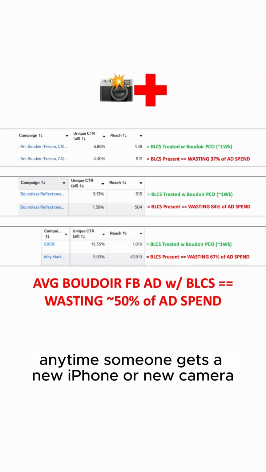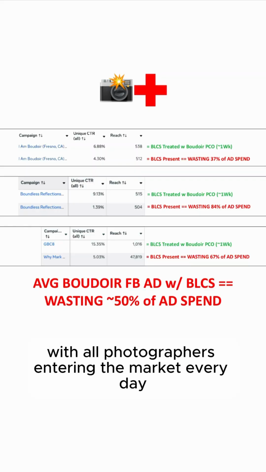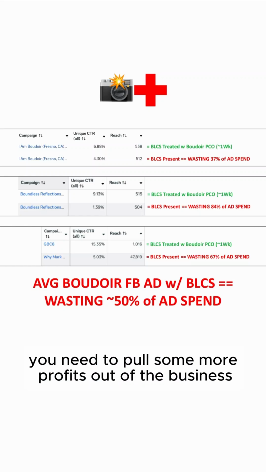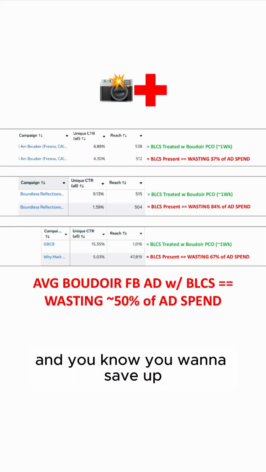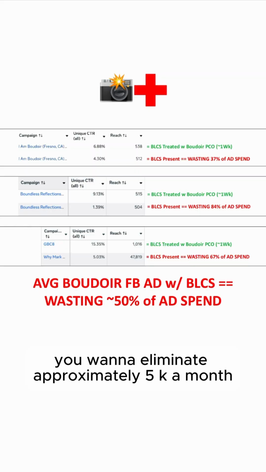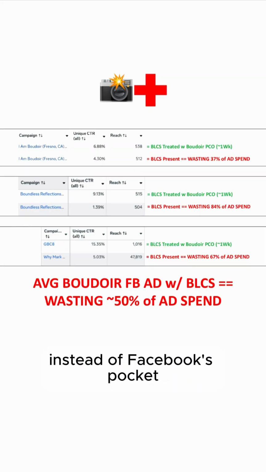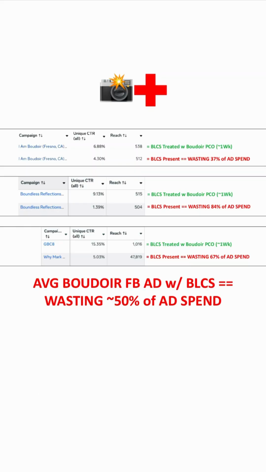Anytime someone gets a new iPhone or new camera, there's new Google My Business profiles popping up. More boudoir photographers entering the market every day, and there's more inflation in life. So you need to pull some more profits out of the business, and you know you want to eliminate approximately 5K a month in wasted ad spend. Put that back in your pocket instead of Facebook's pocket, where it's being wasted. 60K over the next 12 months approximately.